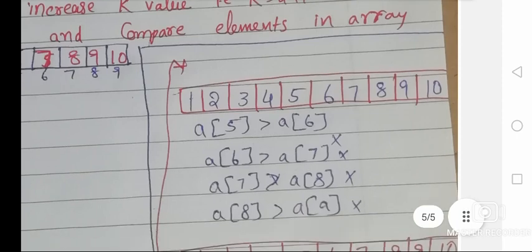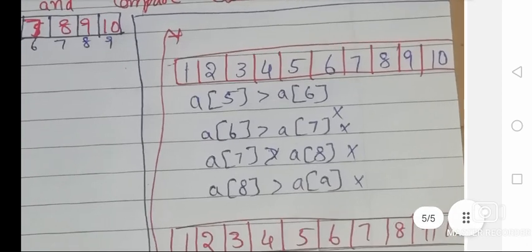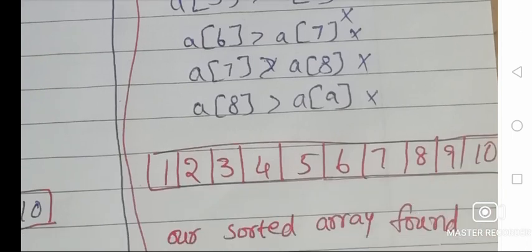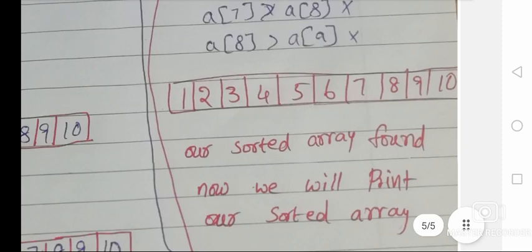So now our new sorted array is 1 2 3 4 5 6 7 8 9 10. So we arranged the elements in the array in ascending order. So it will repeat the loop and check all conditions. The array is already sorted, so all conditions will fail, and again it will increase the k value to 10 and continue the process. After that it exits from the loop, and the k condition will be checked, and it will print our new sorted array.